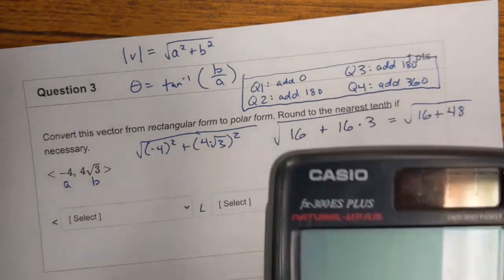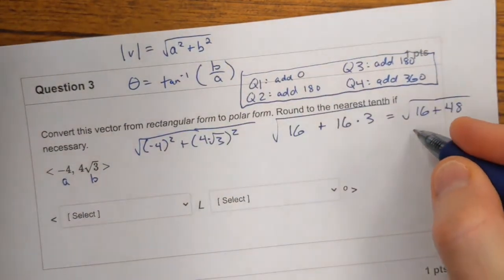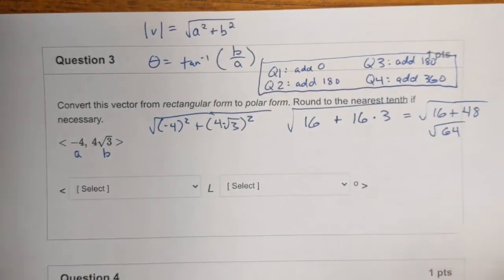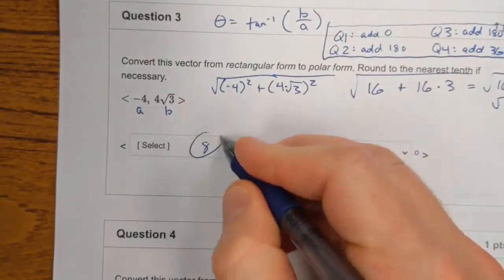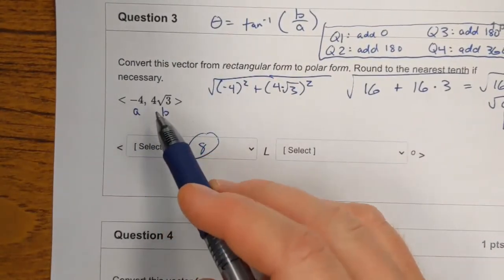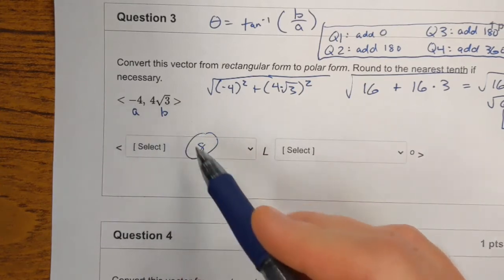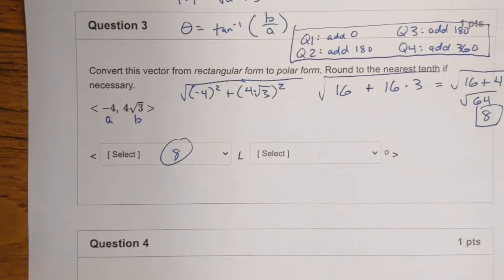16 plus 48 is 64. Oh, that's going to come out perfect. All right, so ultimately I need to take the square root of 64 here. That comes out perfectly to 8. This vector in rectangular form would have a length of 8 if we actually graphed it out.